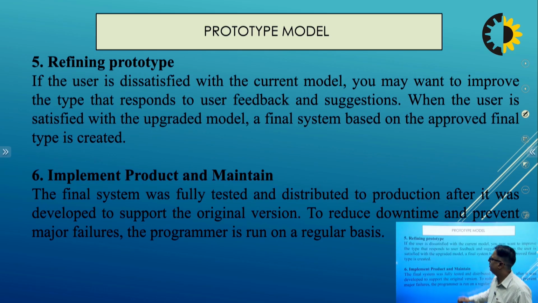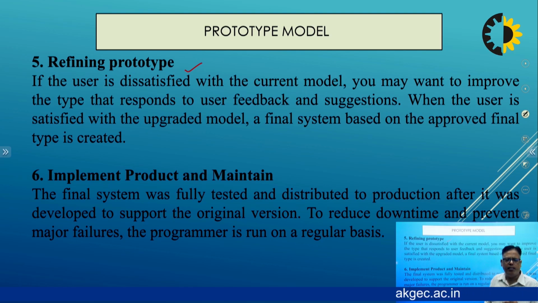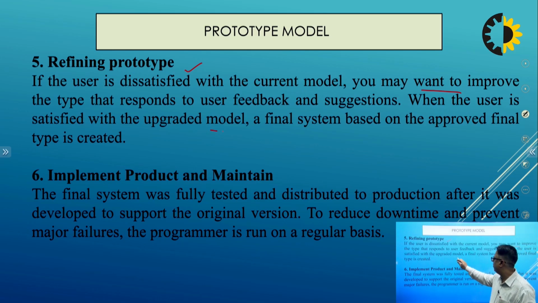Now the fifth phase is refining the prototype. If the user is dissatisfied with the current prototype model, we have to enhance the model according to the customer requirements. You may want to improve the prototype that responds to the user feedback and suggestions. Once the user is satisfied with the upgraded model, the final system is created based on the approved prototype.